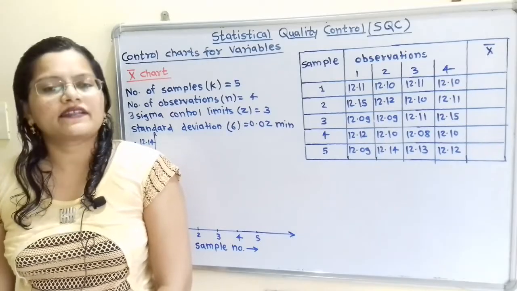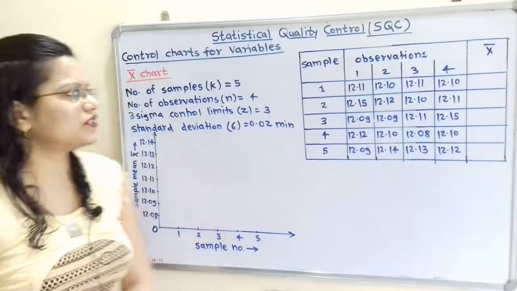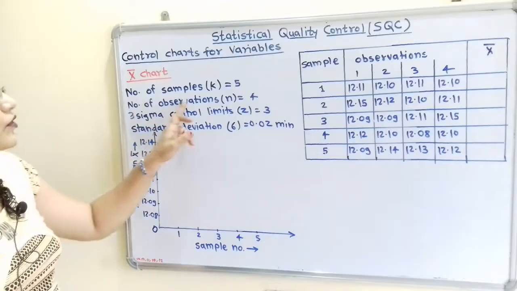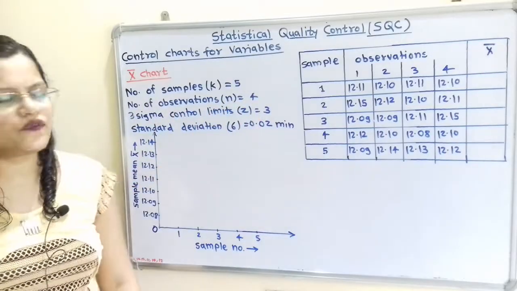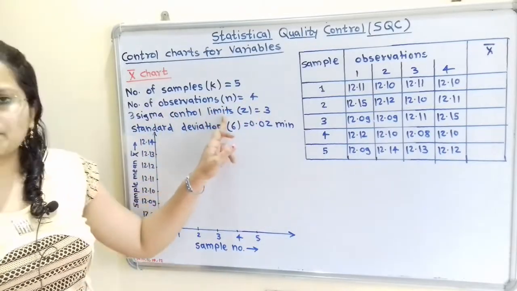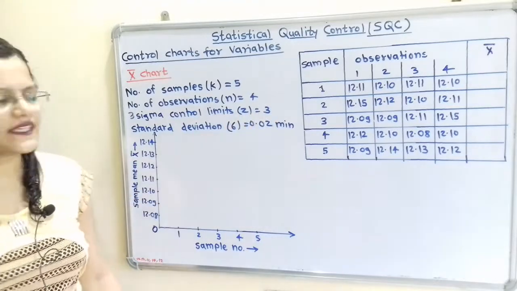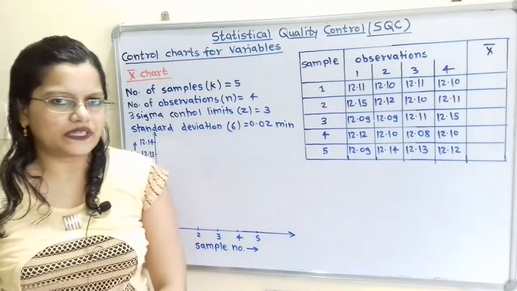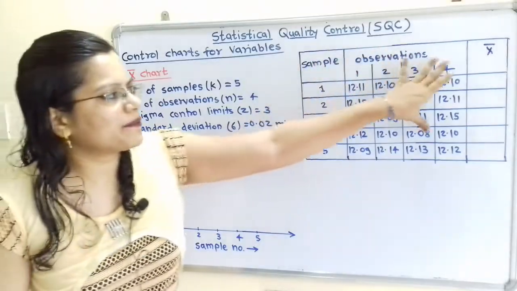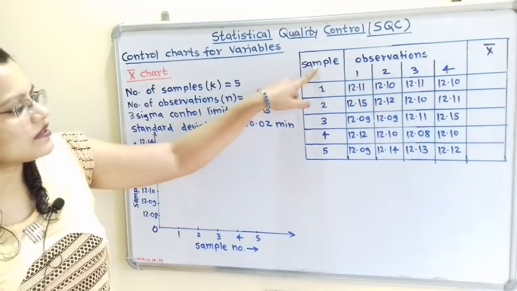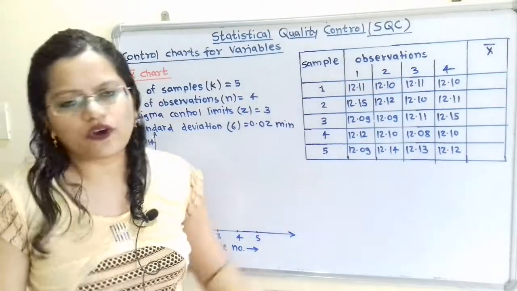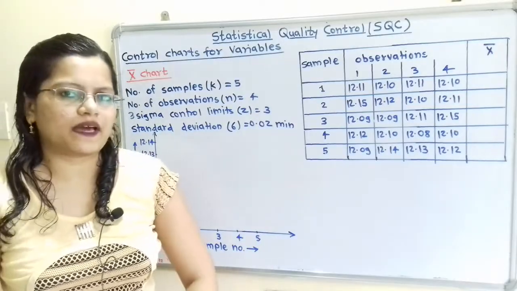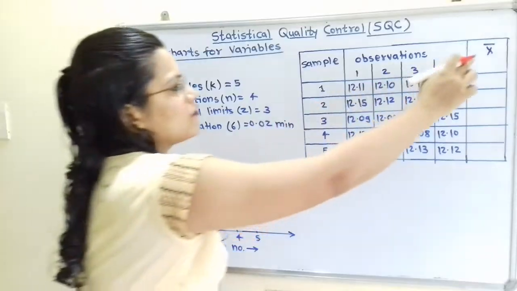Let us understand the given data mentioned in the question. Number of samples k is equal to 5. Then the number of observations n is equal to 4. 3 sigma control limits means z is equal to 3, and standard deviation sigma is equal to 0.02 minute. Now in the question this table is mentioned, where for each sample there are 4 observations. So from this we can calculate the value of x bar. What is the formula to calculate this x bar?